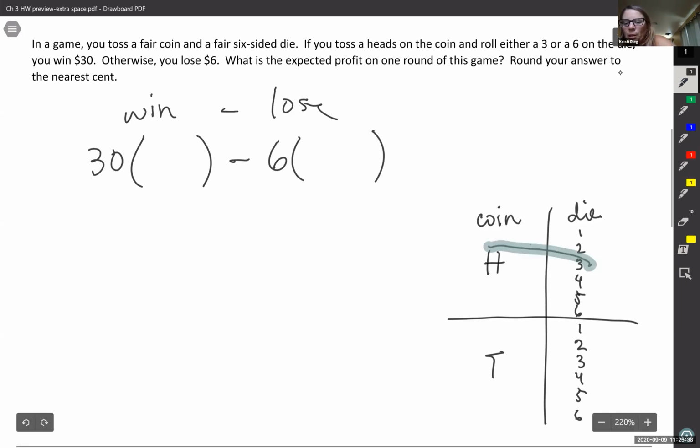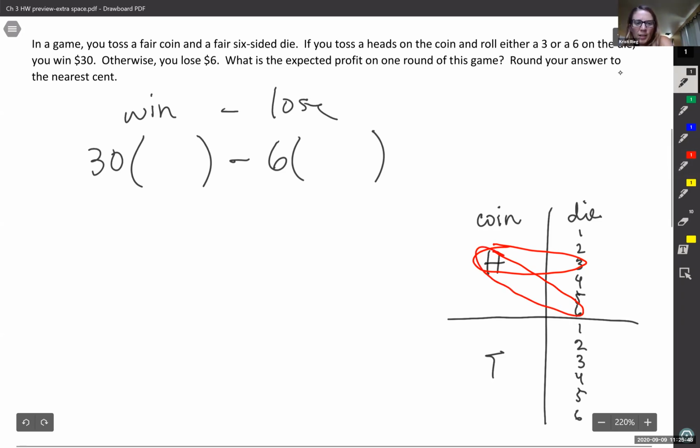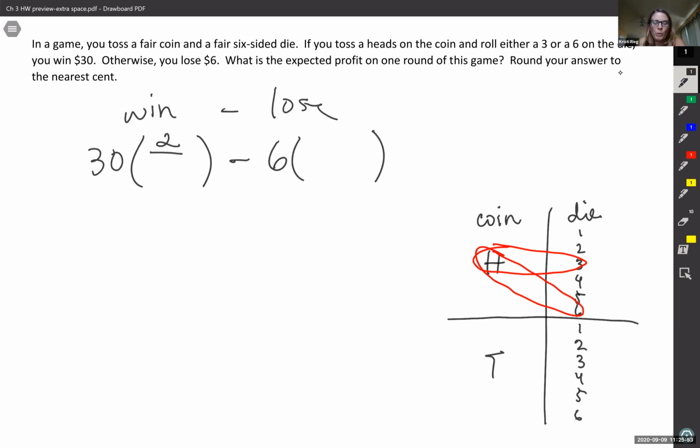Oh, come on. You know I like colors. Heads and 3, or heads and 6. So that means 2 of the choices are what I want, what would help me win. And how many are there all together? There's 6 on top and 6 on the bottom. So 2 out of those 12 choices wins, which means the otherwise, the 10 out of 12, is times I lose. There's a total of 12: 2 of them I win, 10 of them I lose.